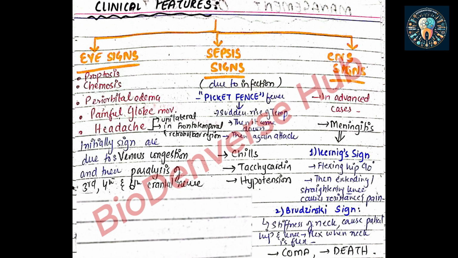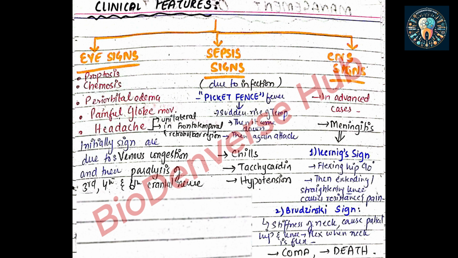After that, we will move on towards the CNS signs. As we know, this sinus is present in the meninges, in the endosteal layer of the dura mater. So any infection there has equal chances to spread and involve other regions of the brain, the meninges as well. In advanced cases, it will involve the meninges, which leads to meningitis.